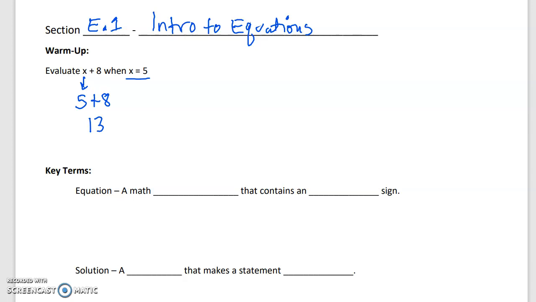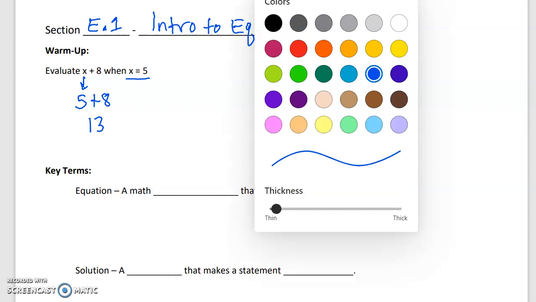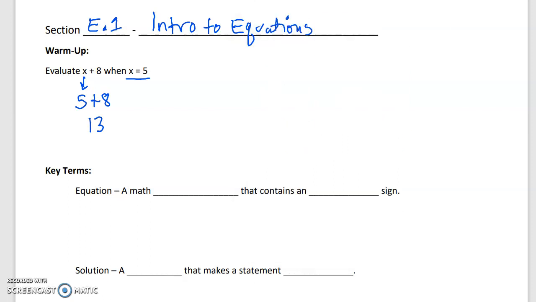So this was an expression, like I said. It's an expression because it contains operations and numbers or variables. So what is an equation then? An equation is a math sentence that contains an equal sign. And it equates, or compares in an equality way, two expressions or an expression and a value.